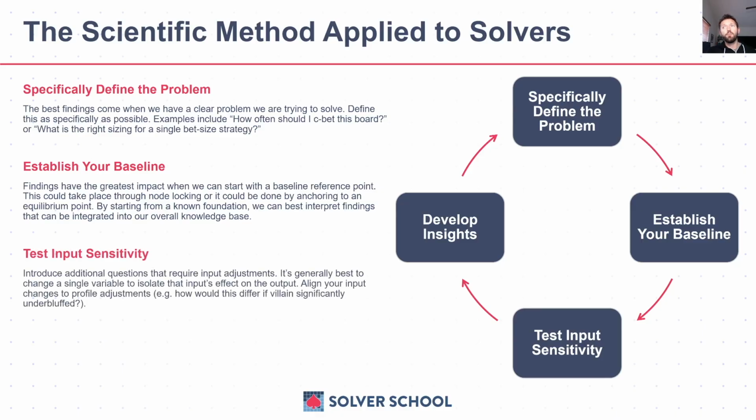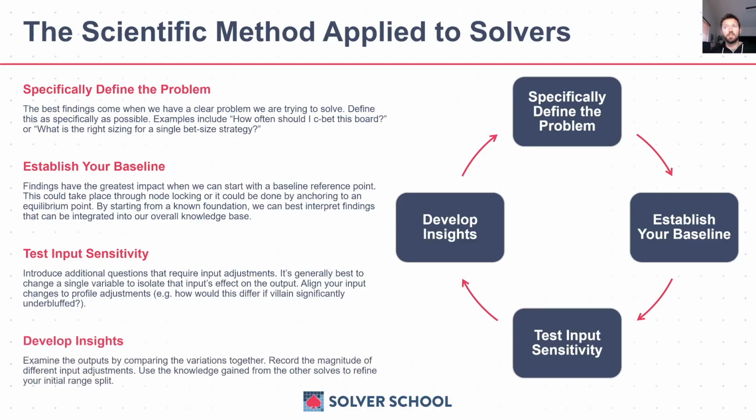The next thing is testing input sensitivity. We can test input sensitivity by introducing additional questions that require us to adjust those inputs. It's generally best to change only one variable at a time to isolate that input's effect on the output. And then we can align our changes to profile adjustments, which can be really, really powerful for improving our strategy execution. So asking a question like, how would this differ if our villain significantly underbluffed, can really help us answer the question, how would our baseline strategy change if this particular variable is present?